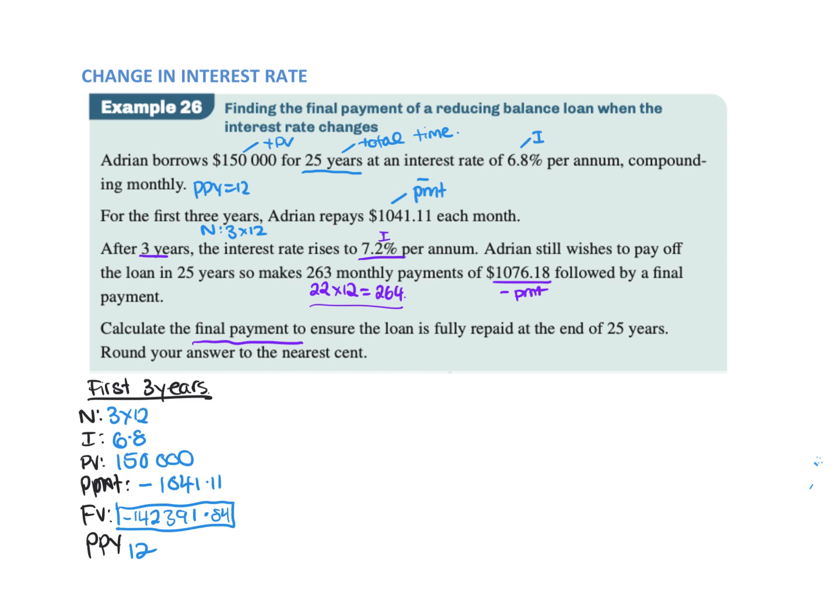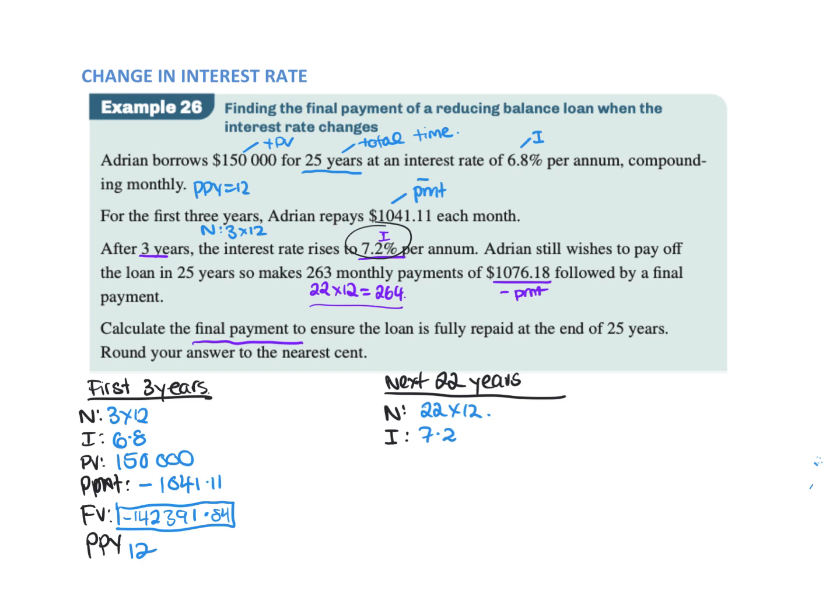Now we've got to go and find the final payment in the new scenario. We're going to say for the next 22 years, because that will give me a total of 25. When we do final payments, we always should go to the end of the scenario. So for this end of scenario, N is going to be 22 times 12. That's going to get me to the end of the scenario. Now, I have to think about it. There was a change in interest rate, so we now are doing 7.2.